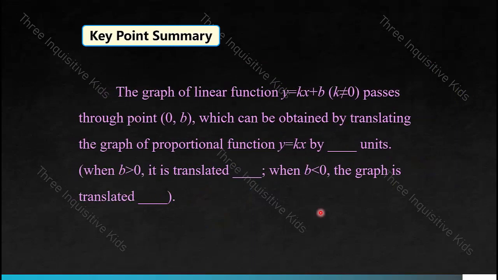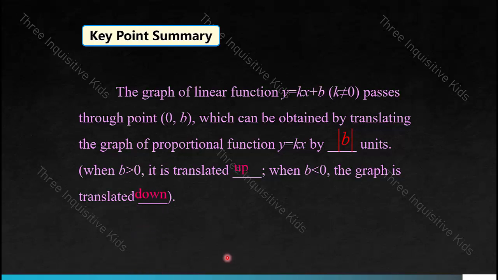Key point summary. The graph of the linear function y = kx + b passes through the point (0, b), and can be obtained by translating the graph of the proportional function y = kx by the absolute value of b units.